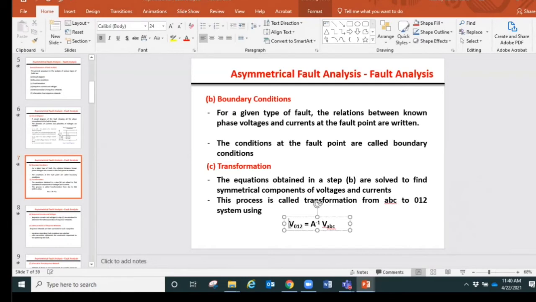Transformation, we do that in the next step like I explained earlier, and we use this equation to get the zero sequence components. We use the actual phase quantities VABC in this case because it's V012. If it was I012, then it will be IABC. A inverse will still be there, and A is the transformation matrix. We can determine the inverse of it using the knowledge from mathematics.